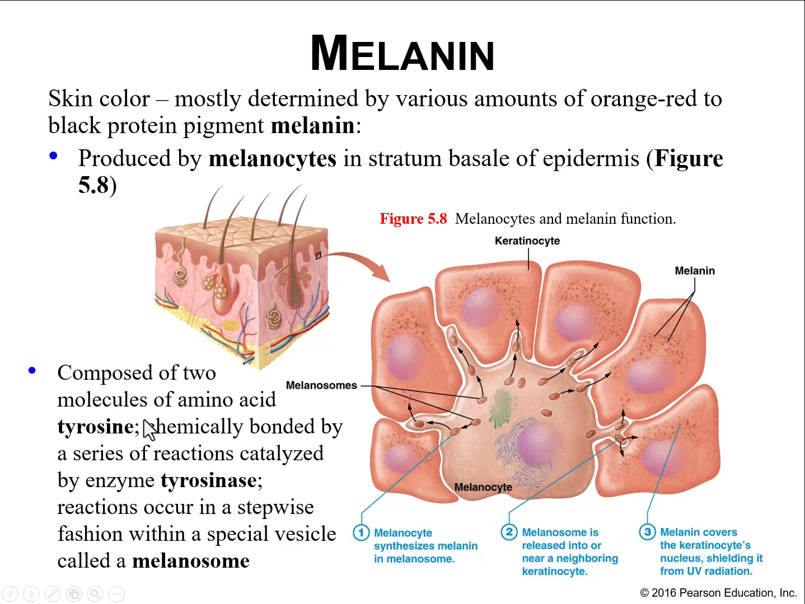It is composed of an amino acid, tyrosine, chemically bonded, and there is an enzyme, tyrosinase. Remember, anything with ASE is our enzyme acting on tyrosine. That's why it's called tyrosinase. And it gets deposited through that special vesicle known as a melanosome.